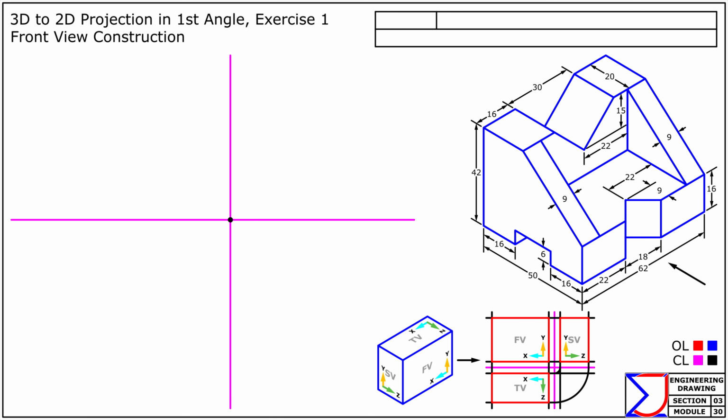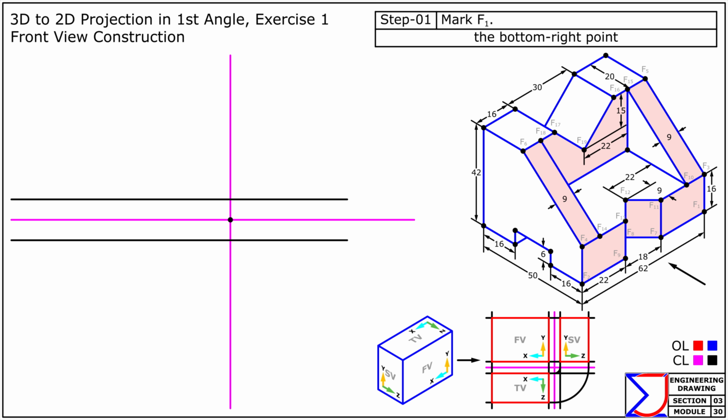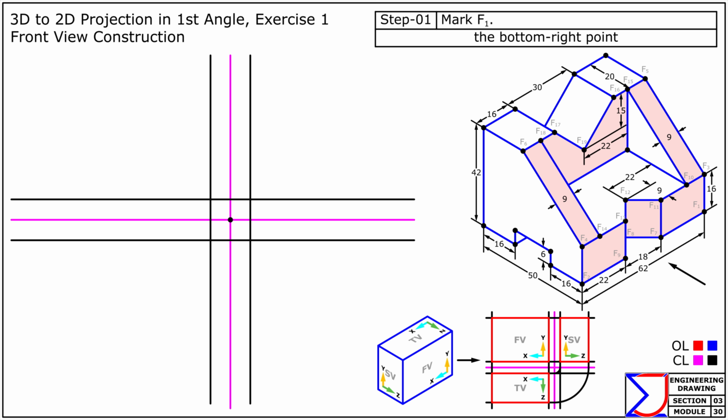Let's start with the front view construction. First, randomly label the points as demonstrated. Now, begin plotting the key points. Mark point F1 as the reference point. Mark point F2. Mark points F3 and F4, then join them.